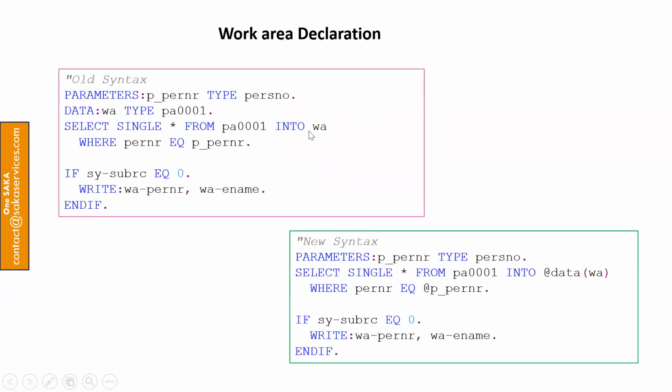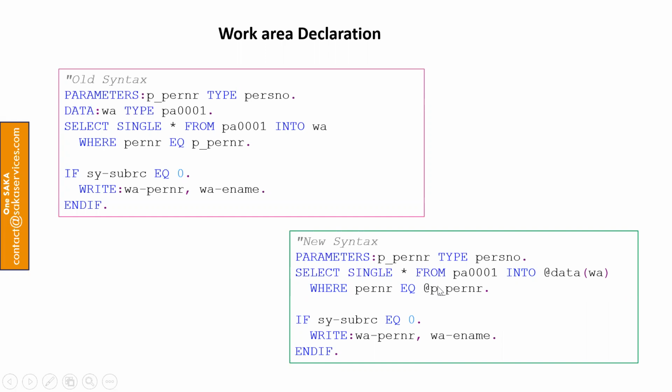Similarly, for the work area, in the old way we declare it with a particular type and select the data into the work area. In the new syntax, no need to declare earlier; you can declare inline with DATA and the @ symbol. In the select query, remember that when using the @ symbol, you should use it across all places. You can see in the WHERE condition, I am also using the @ symbol.